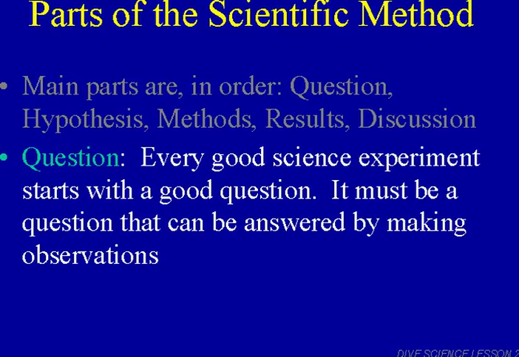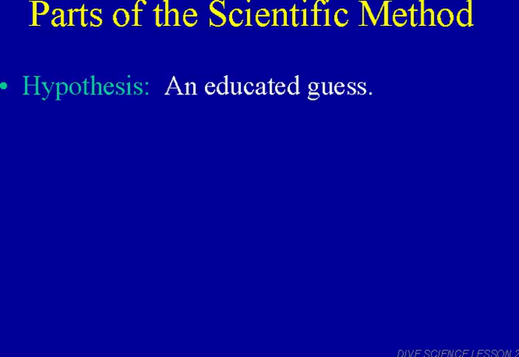Now, I've been using the word science experiment a lot here. That's what you do when you do the scientific method. You're applying the scientific method to an experiment. So you start with a question, and then you come up with a hypothesis, or an educated guess, to what you think the answer to that question might be.